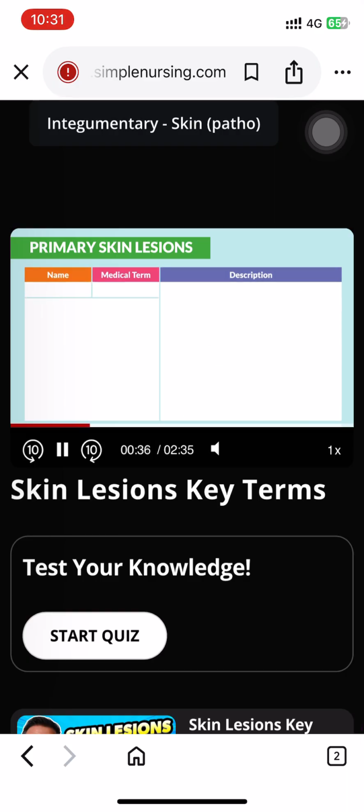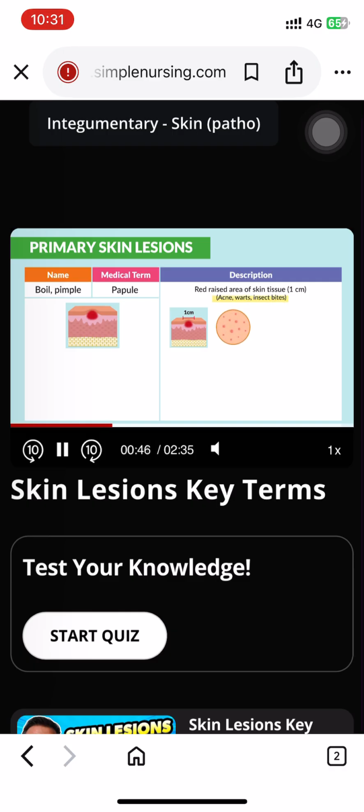Now the next key term is boils or even pimple. This is known as a papule, which is a red raised area of skin tissue about 1 centimeter. So acne, warts, and even insect bites would be classified as a papule.